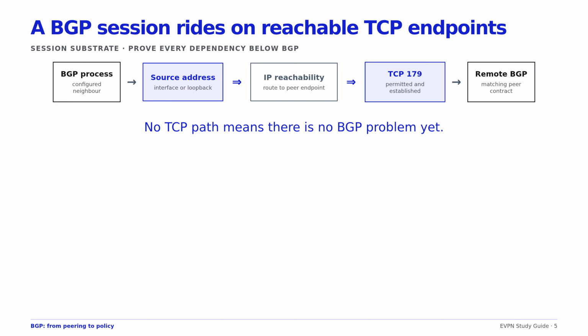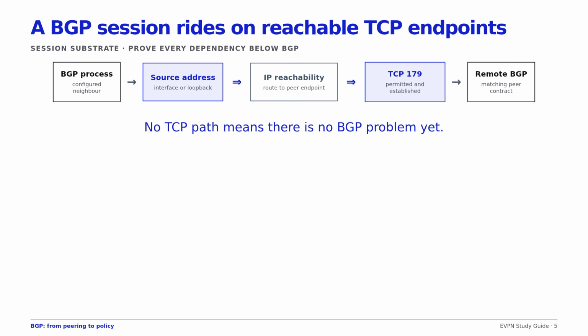BGP uses TCP, normally destination port 179. TCP provides reliable ordered delivery, so BGP can focus on routing state rather than retransmitting individual protocol messages. Before BGP can negotiate, the chosen source and destination addresses must be reachable. Transport filters must permit the connection, and both sides must agree on the peer identity and autonomous system numbers.